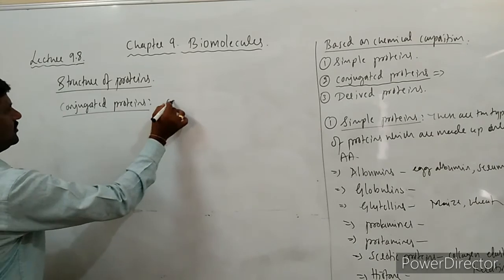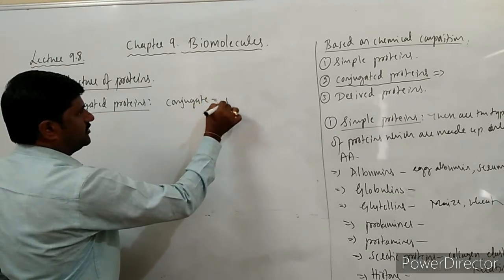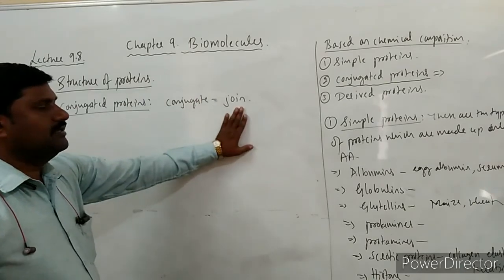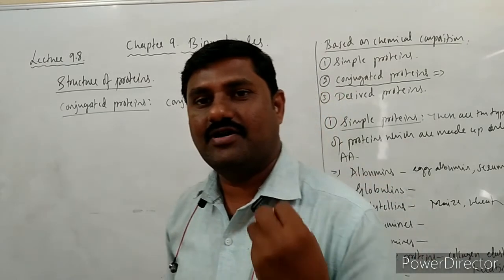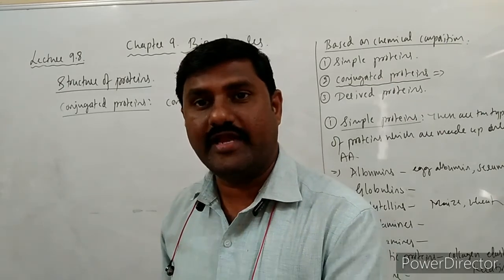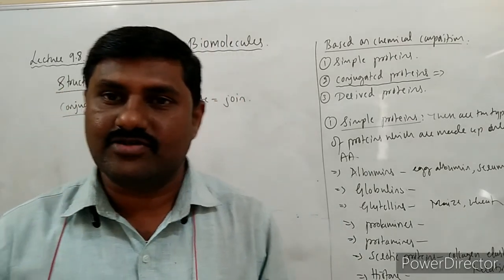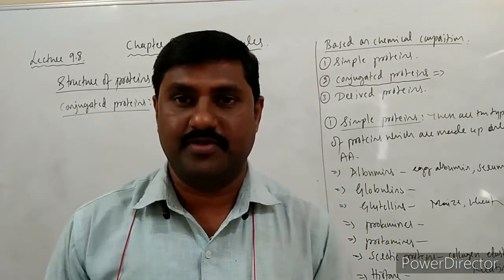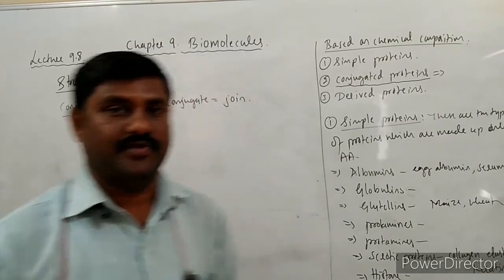As the name suggests, conjugate means join. These are the proteins which are joined with something else, that is, something else chemically. That something else is a non-protein moiety, called the prosthetic group. Proteins associated with a prosthetic group, or conjugated group, are said to be conjugated.